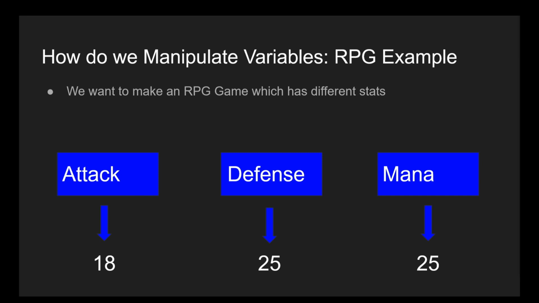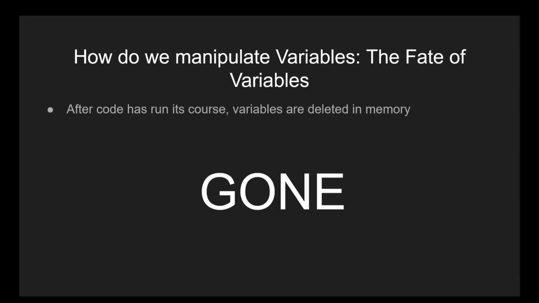After a code has run its course, the place in memory is deleted until you run the code again and the program dedicates space for the variable again. Each time you run the code, you are making new boxes in your storage facility, and at the end of your code, you destroy them all to make room for new boxes next time.